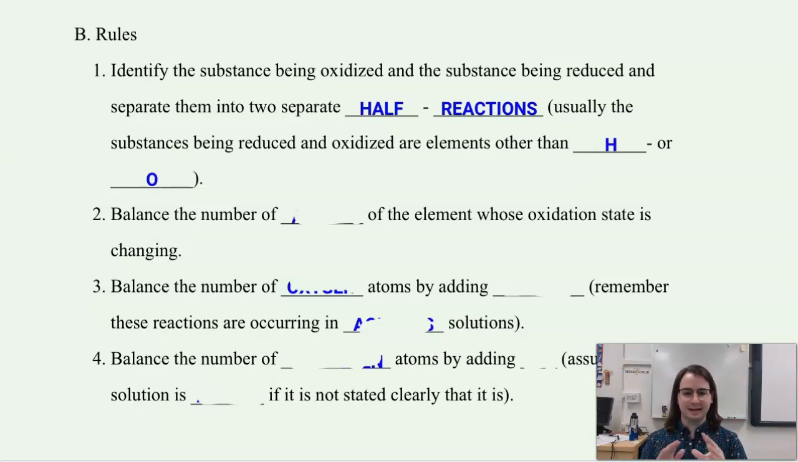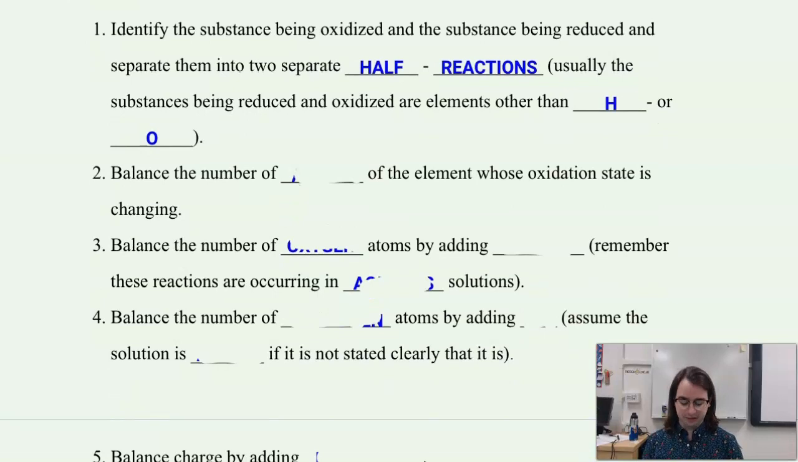Usually in this class, something else is being oxidized or reduced. H or O are not being oxidized or reduced. Doesn't mean that they can't be. It's just that in this class, we are not usually going to focus on H or O for oxidation or reduction. The first thing we're going to do is balance the number of atoms of everything on both sides. So this is mass. We're going to make sure that everybody has the same number of things. If I have 2 chromiums on one side, I want to make sure I have 2 chromiums on the other side. We balance out the mass.